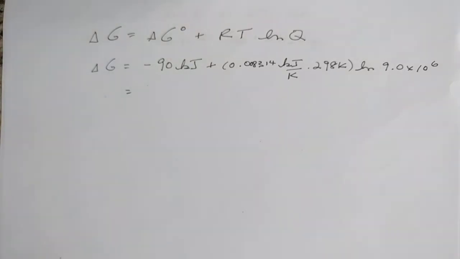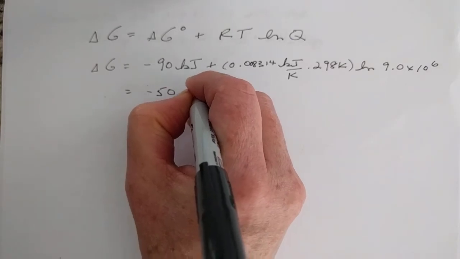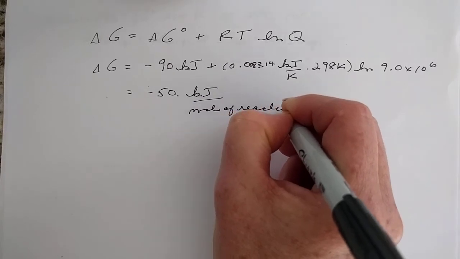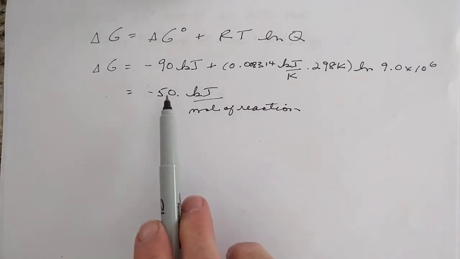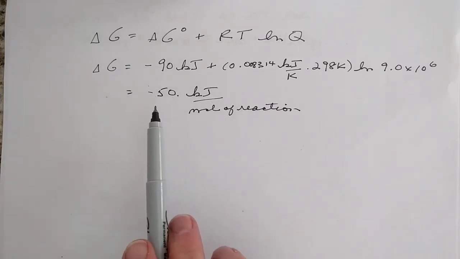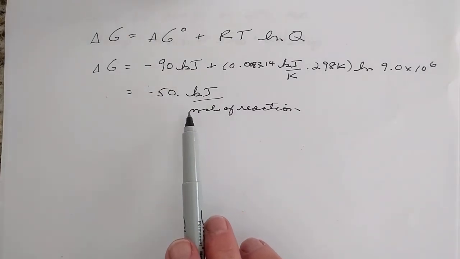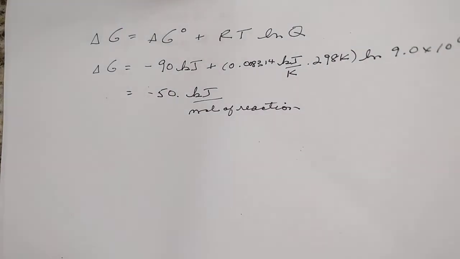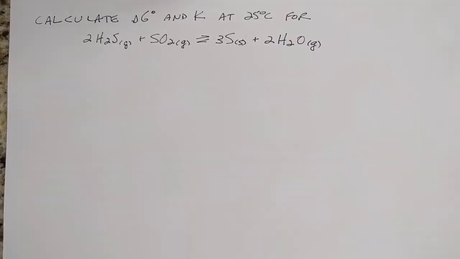So plug all that into your calculator, and you should get negative 50 kilojoules per mole of reaction. So our delta G under our conditions has a value that is not as negative as its standard state. So we're closer to equilibrium here than we would be if our gases were at 1 atmosphere. Okay, and we'll look at our final problem.